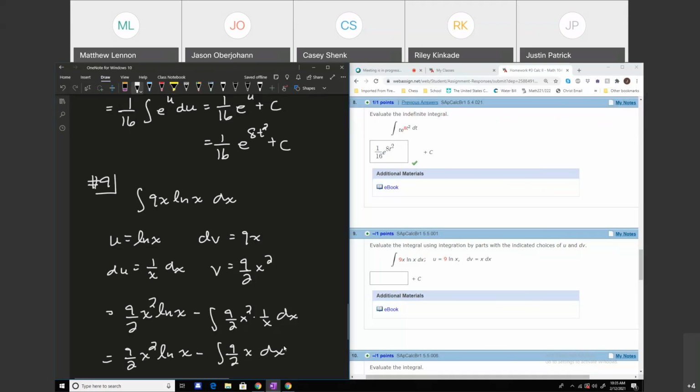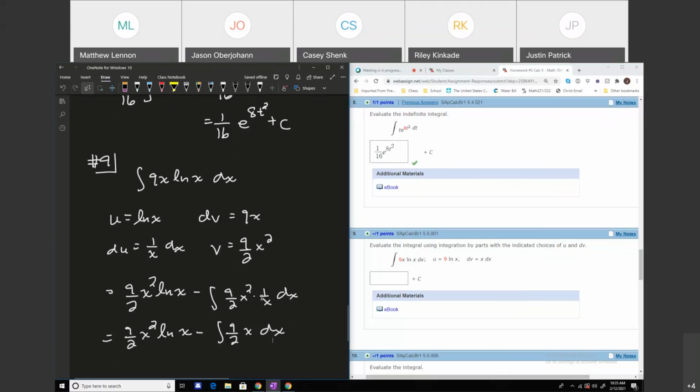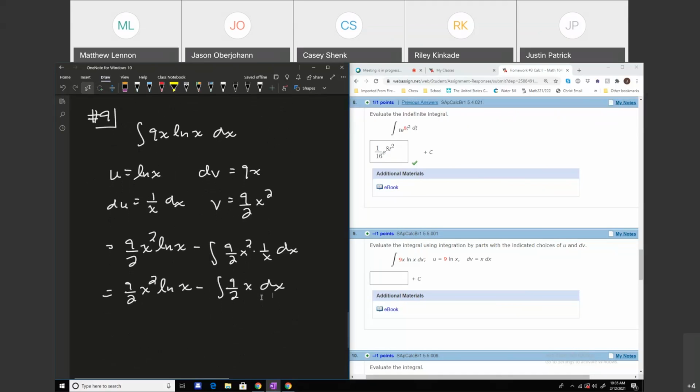And then the antiderivative there, because it's a polynomial, it's just going to be 9 over 2 times 1/2 times x squared, right? The antiderivative of x is x squared over 2. So we get 9 over 2 x squared natural log of x minus 9 over 4 x squared plus a constant of integration.